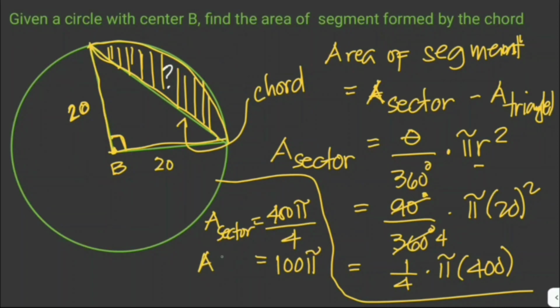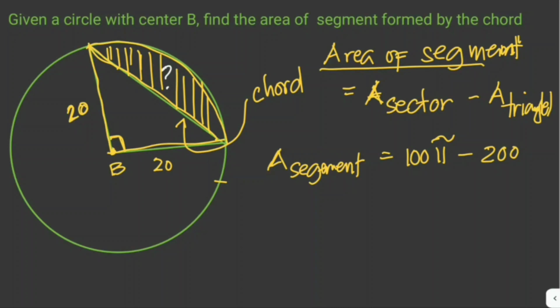And now we already have the area of the triangle and the area of the sector. We can now solve for the area of the segment. So the area of the segment is just equal to 100 pi, that is the area of the sector, minus 200, the area of the triangle. And this is just equal to 114.15.